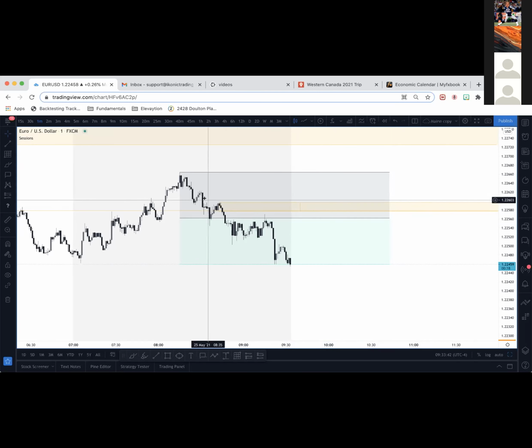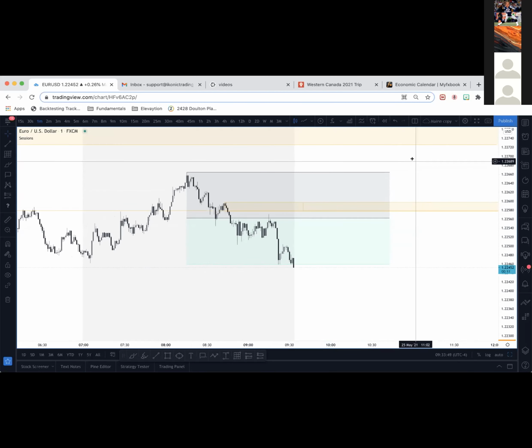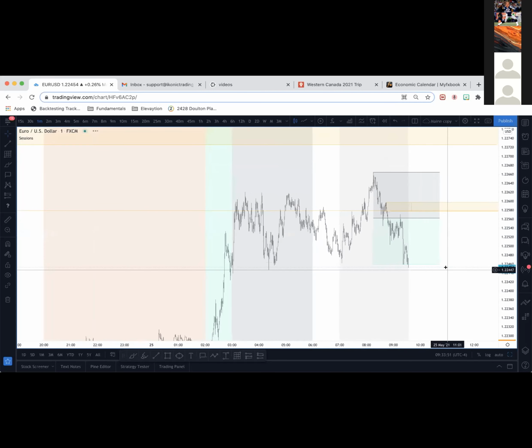But yeah, the one is choppy and sloppy compared to the higher time frame. But yeah, no, I definitely look at the higher time frame more now than before. Right.